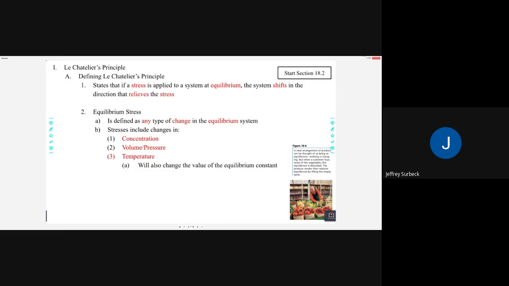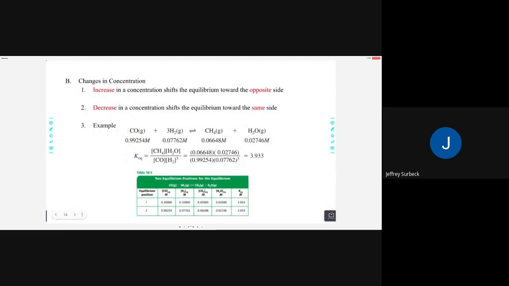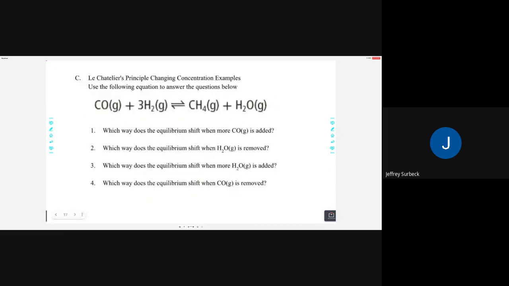Okay, so there's technically 4 stresses, but we clump volume and pressure together. And so we start with changes in concentration. If we increase any concentration, we are going to shift to the opposite side of whatever substance we added. If we decrease, we lower the amount of some substance, we shift to the same side it is on. So let's go through this example.